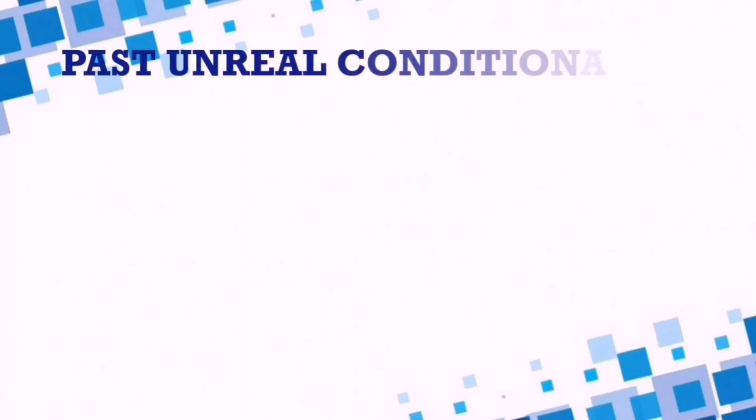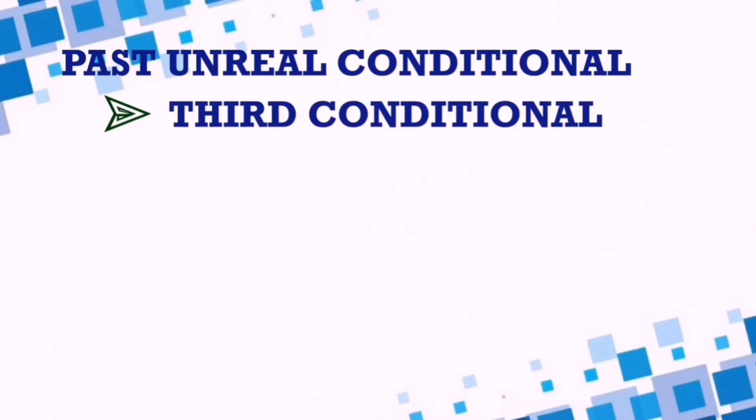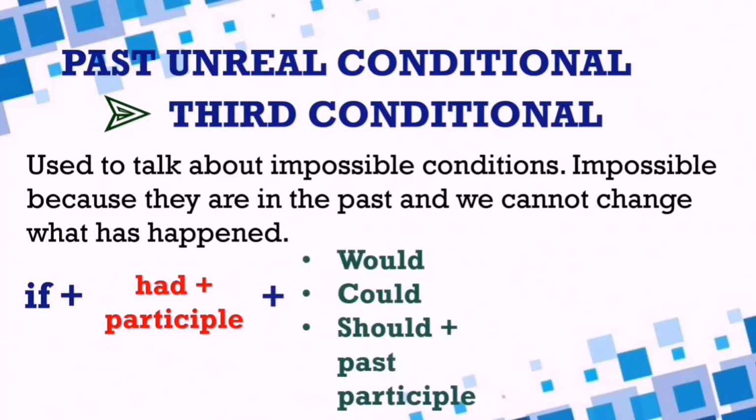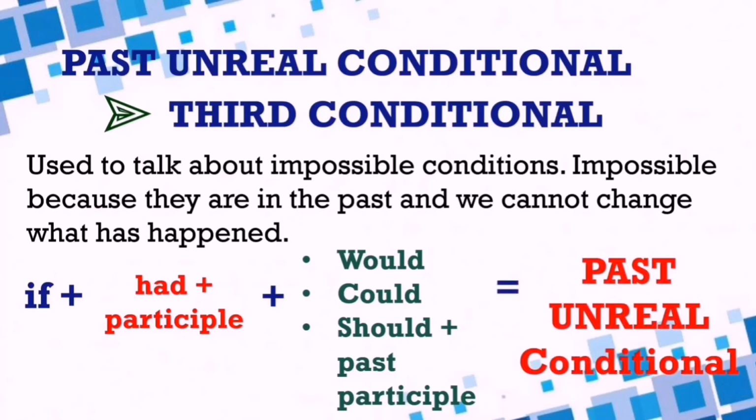The next type is the past unreal conditional, also known as the third conditional. This type of conditional sentence is used to talk about impossible conditions. Impossible because they are in the past and we cannot change what has happened. The formula for this type of conditional sentence is if plus had plus participle plus the words would, could, should plus past participle equals past unreal conditional.